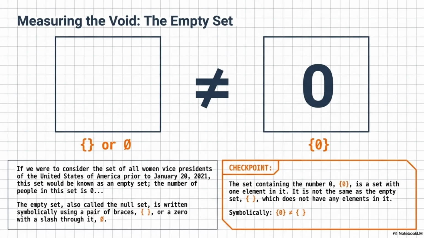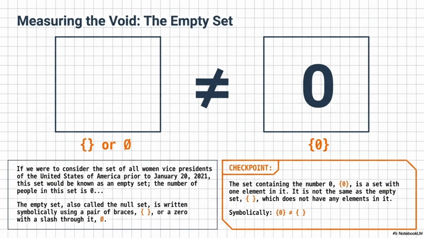I have to pause you here because this feels like a cognitive trap. Uh-oh. If the empty set contains 0 items, isn't an empty set just a set with the number 0 inside it? Oh, I'm so glad you asked that. It is a super common misconception, and Section 1.1 actually includes a specific checkpoint just to dismantle it. Really? Okay, dismantle away.